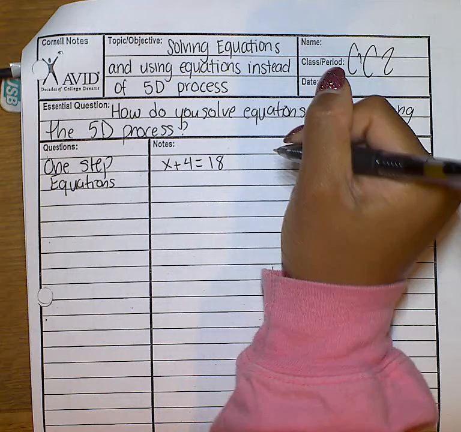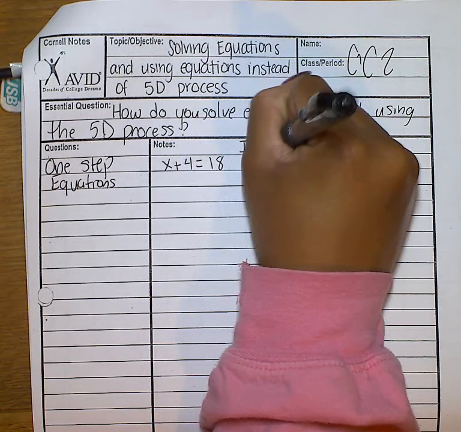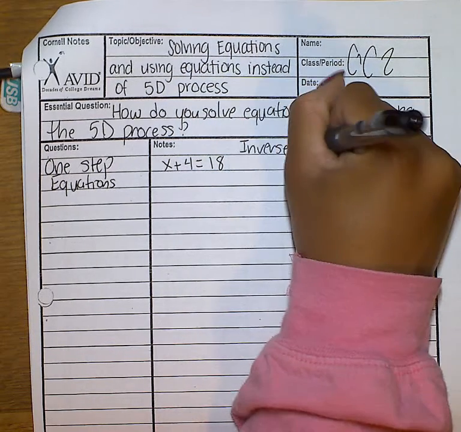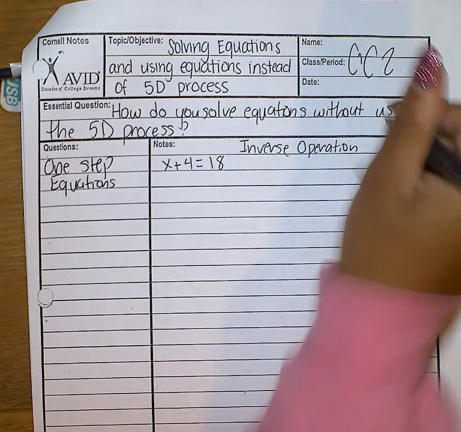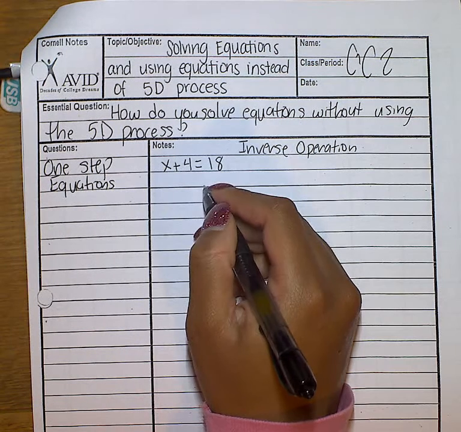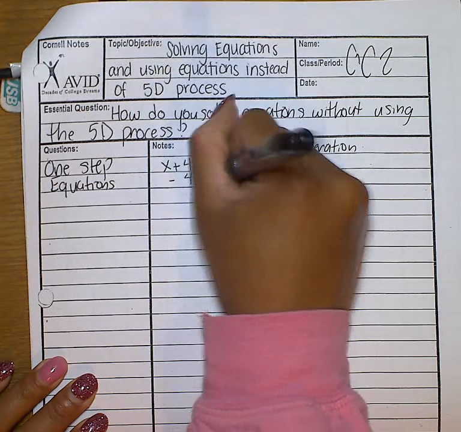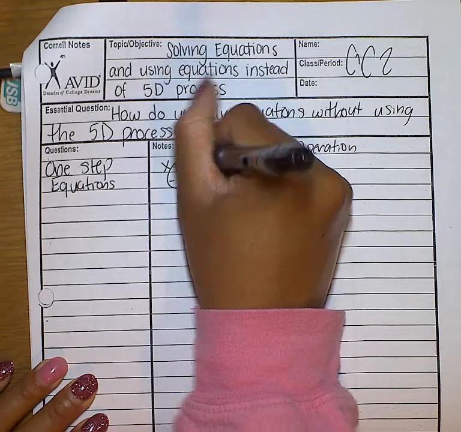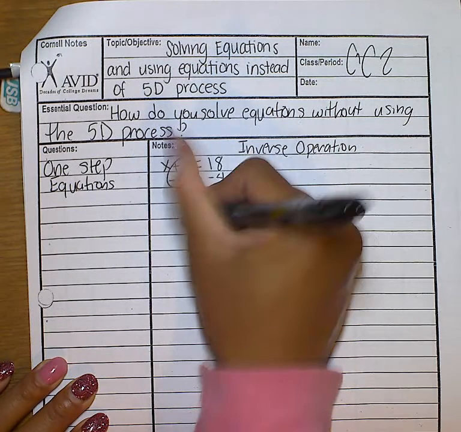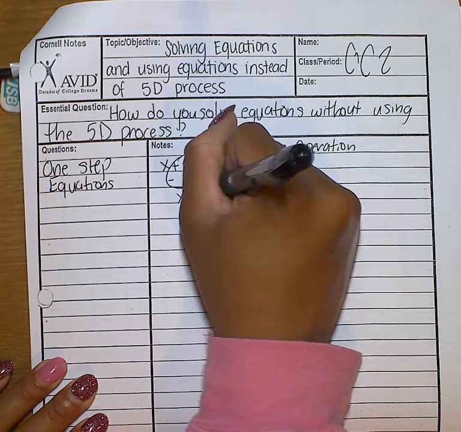Remember, in order to solve these problems, we always use the inverse operations to solve. So if this is an addition problem, in order to use the inverse operation, we are going to subtract 4 from both sides in order to make a zero pair. So then you're only left with x on the left side is equal to 18 minus 4, which is 14.